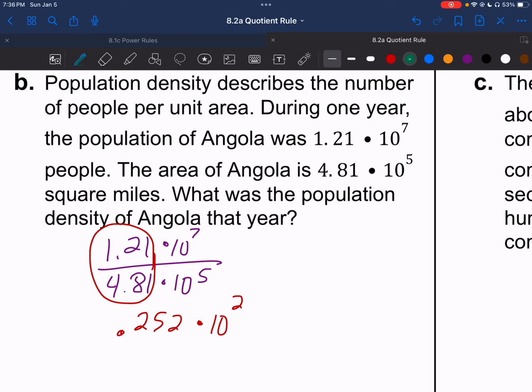Are we in scientific notation yet? No, we're not. We need to move that decimal point over 1. So it's going to be 2.52 times 10 to the 1st power people per square mile. Okay, so 2.52 times 10 to the 1st people per square mile, or roughly 25.2 people per square mile.